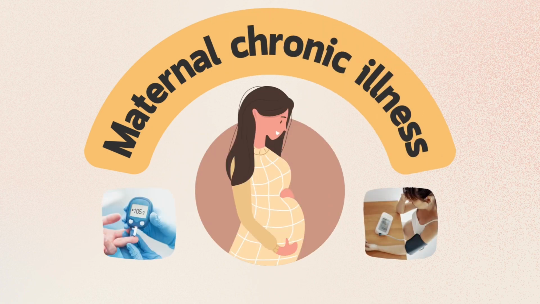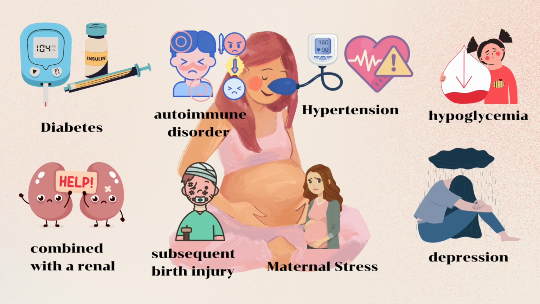The fourth factor is maternal chronic illness. Maternal diabetes increases the risk of fetal anomaly, macrosomia, subsequent birth injury, and hypoglycemia. Hypertension, alone or combined with a renal or autoimmune disorder, can cause placental insufficiency and inadequate fetal growth. Maternal stress and depression can have negative effects on various aspects of fetal development.